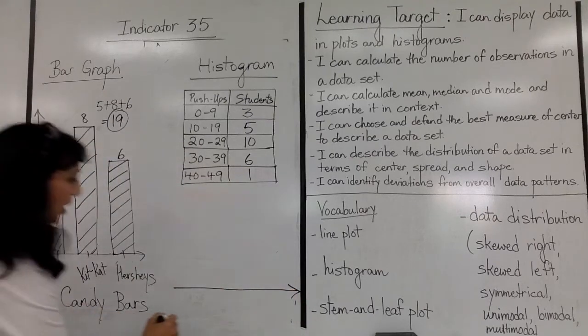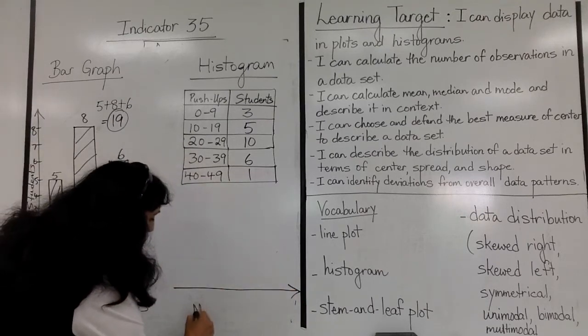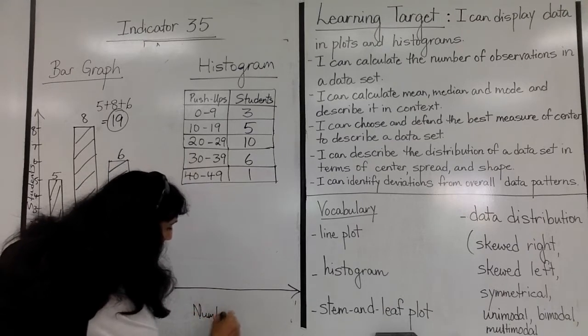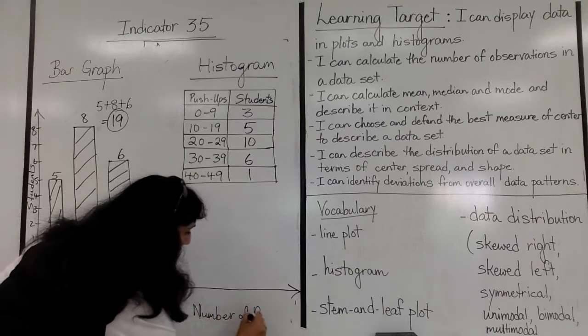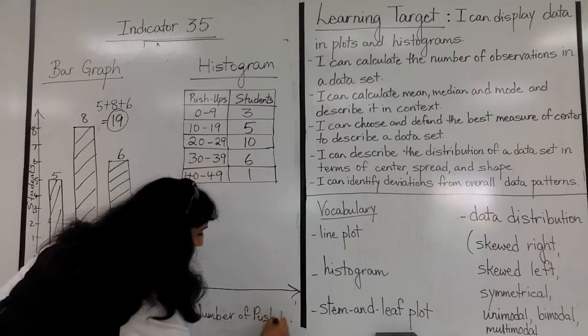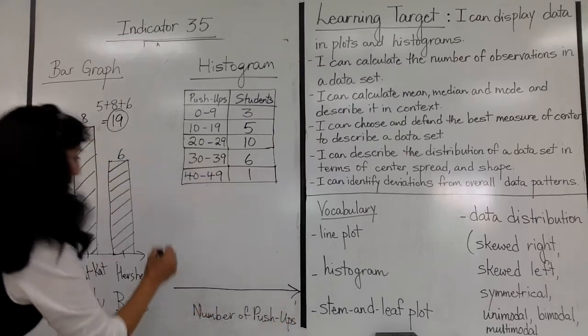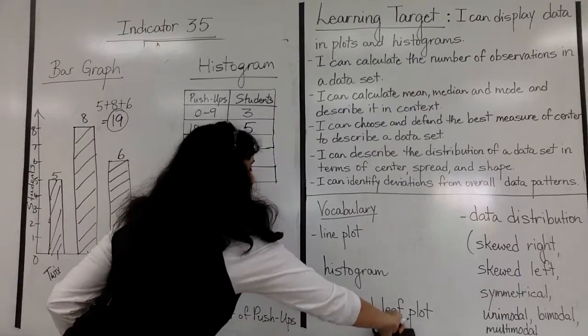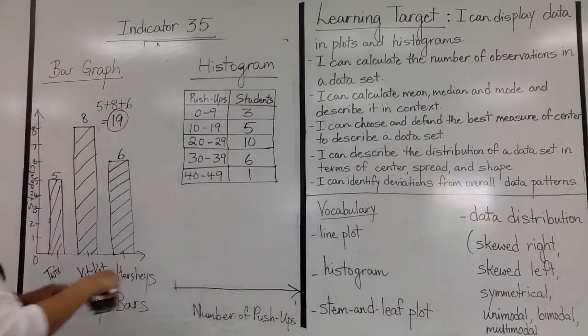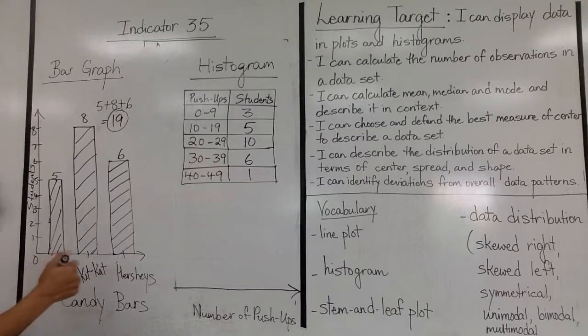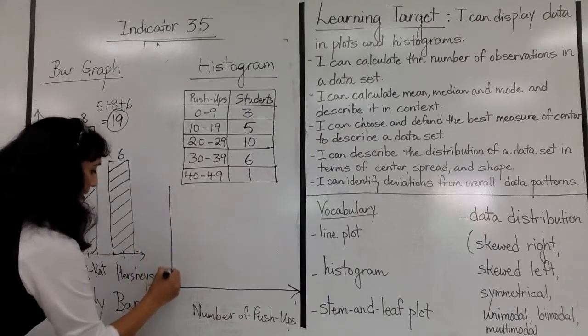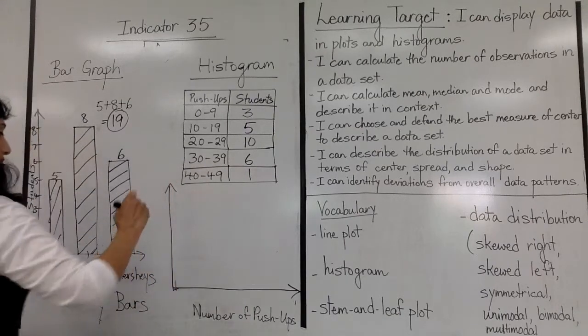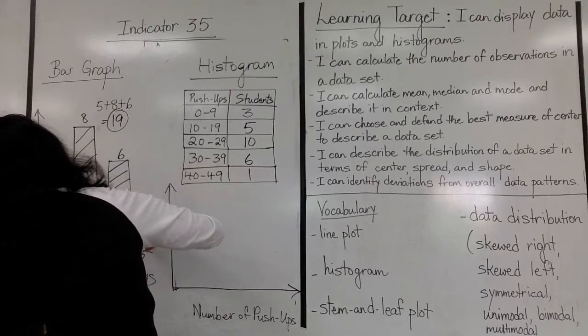Okay, so this is the number of push-ups. Remember to label your graph, that is essential. Okay, and this side is going to be the frequency, all right, or the number of students. This is the number of students.